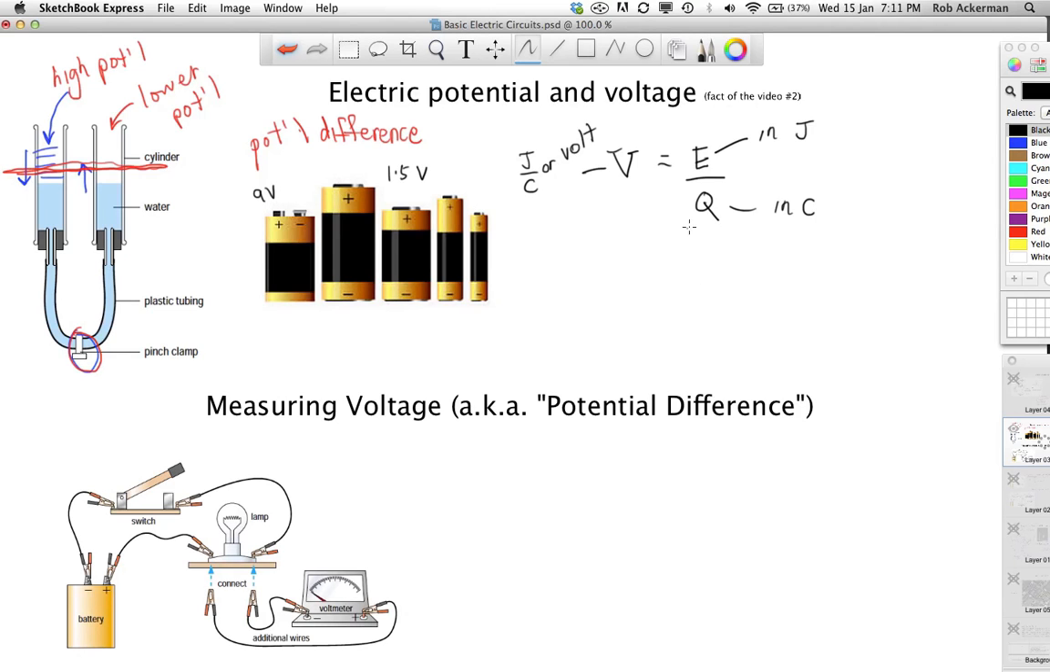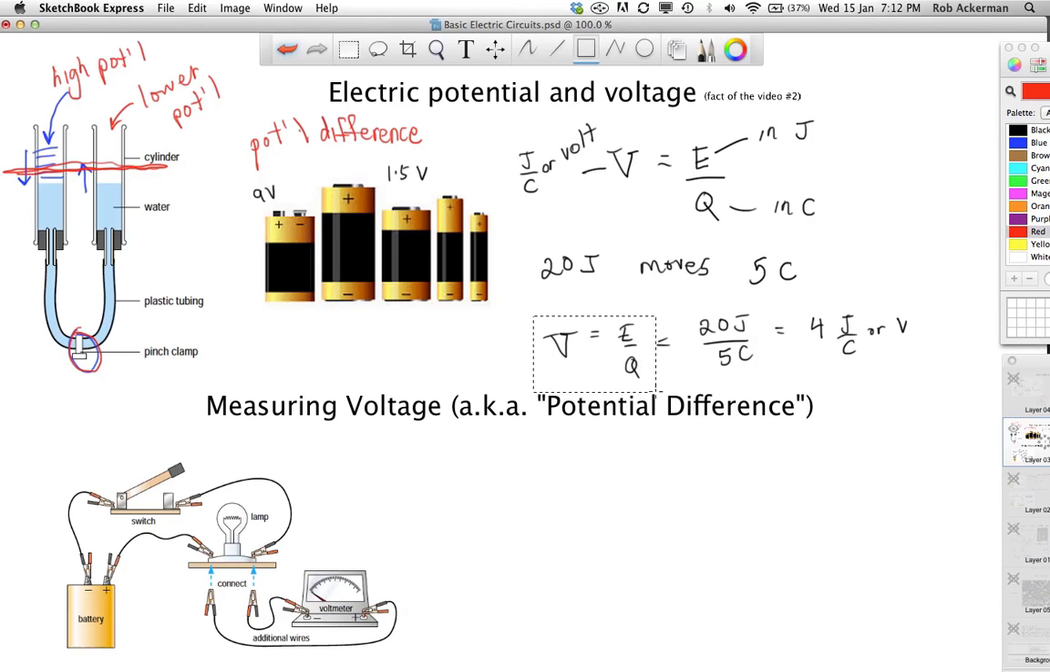Okay? So a simple example might be if a battery and its chemical reactions use up, let's say, 20 joules of energy to move, let's say, 5 coulombs of charge, then what is the voltage of this battery? It's E divided by Q, which is going to be 20 joules divided by 5 coulombs. That would be 4 joules per coulomb, or 4 volts. Okay? And that is the second fact of the video, this formula. I'd like you to memorize that. The formula for voltage, which is E over Q.